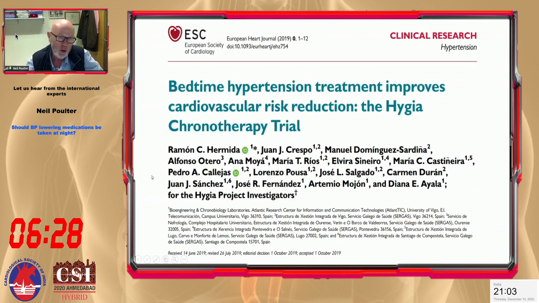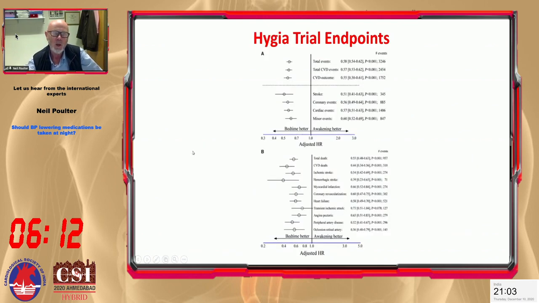So along came the HYGEA trial. Here you see the HYGEA trial, and this is the thing that's caused such a big stir around the world. Should we now be giving our tablets at bedtime, as this so-called trial would recommend? Well, I have to tell you, I don't believe the results, and this is one of the reasons I don't believe it. Here are the endpoints.